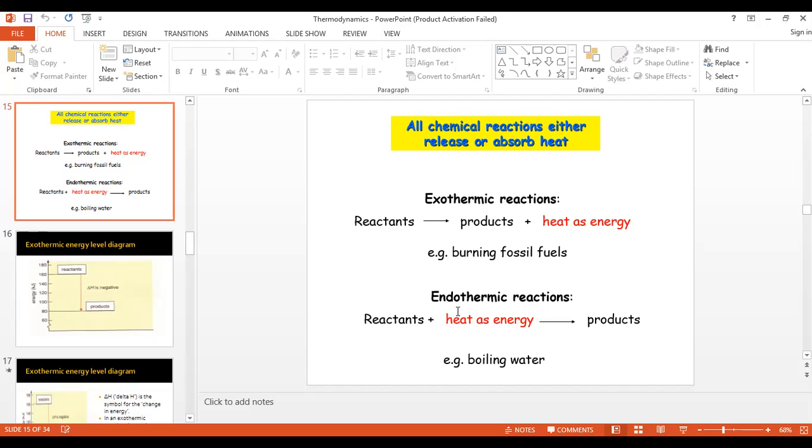Okay, good. Now we are going to discuss what happens with the amount of energy during exothermic and endothermic reactions. This is our objective actually. Again, I am going to repeat: during exothermic and endothermic reactions, what happens with the amount of energy? Will it decrease or increase?